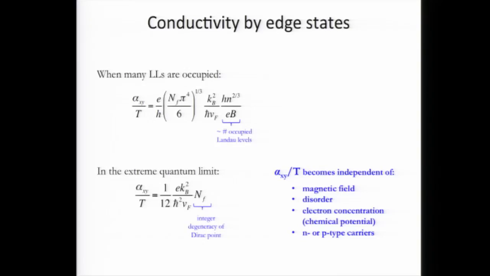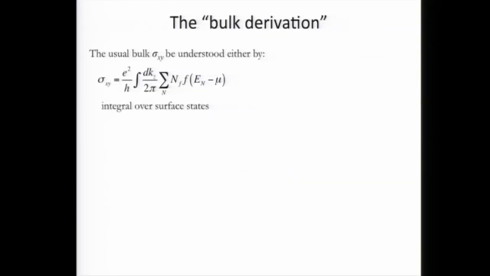So in this sense, this alpha xy over t becomes quantized. And I want to make a point that it now becomes completely independent of magnetic field. There's no B. It becomes independent of disorder. There's no scattering time anywhere. It's independent of the electron concentration. There's no N. And it's not even dependent on the sign of the carriers. Electron type or hole type doesn't matter. As long as I stay in the lowest Landau level, all that matters is that I have one edge state or one band intersecting the Fermi level. And it doesn't matter whether the carriers are electrons or holes or how many of them there are or what the magnetic field is. So in this sense, it's like a universal plateau in alpha xy.